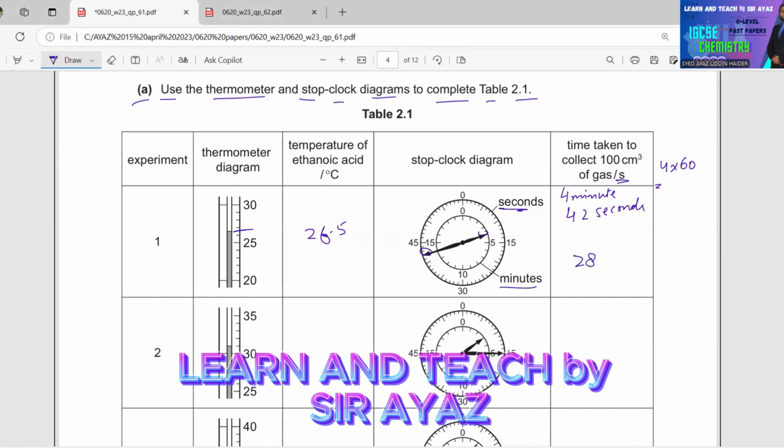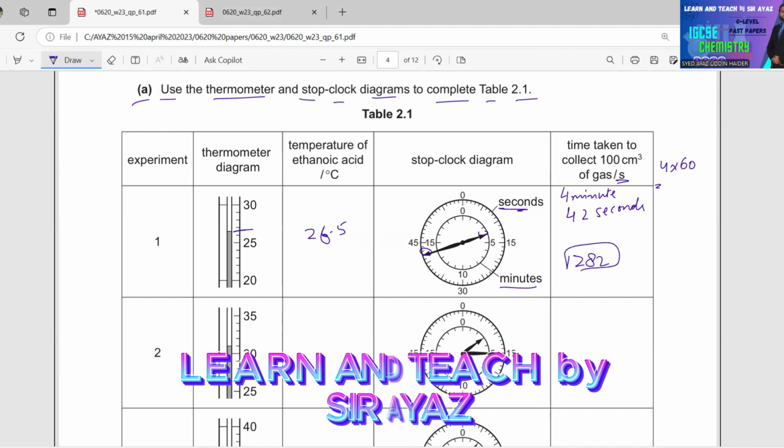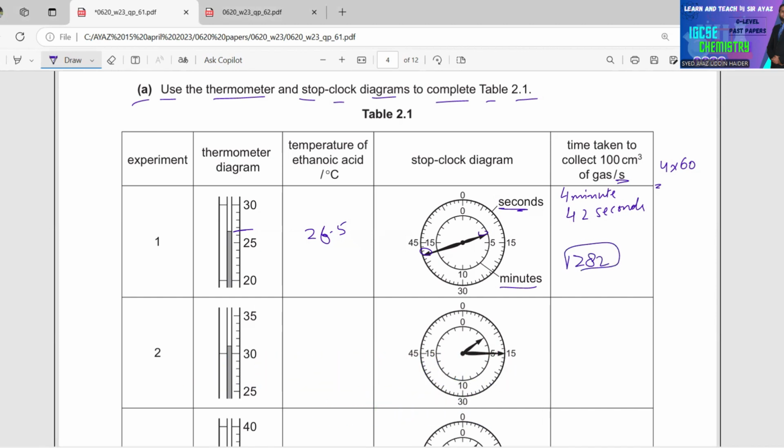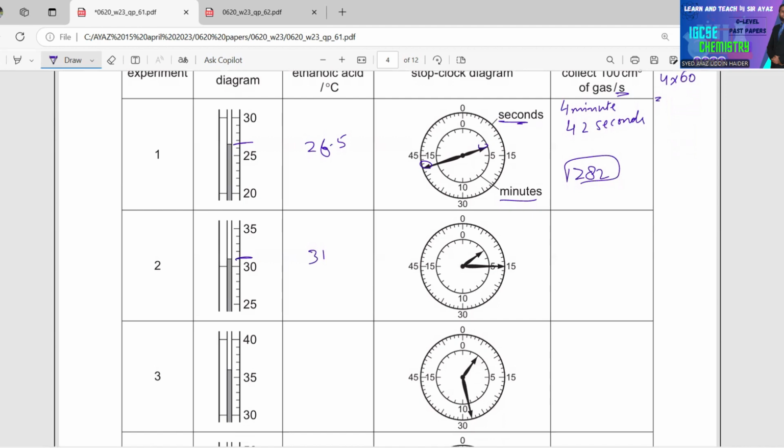282 is the seconds here. Now experiment 2, if you look at the reading, it must be 31. What about the time? Now the minutes, it's showing 1, 2, 3. 3 minutes. We have 3 minutes.